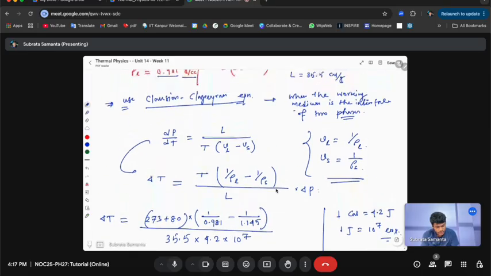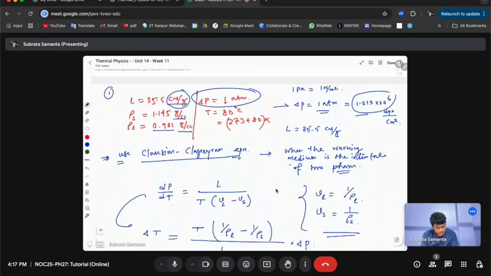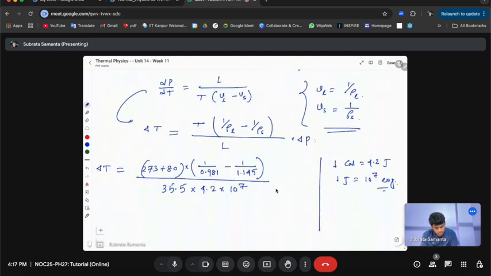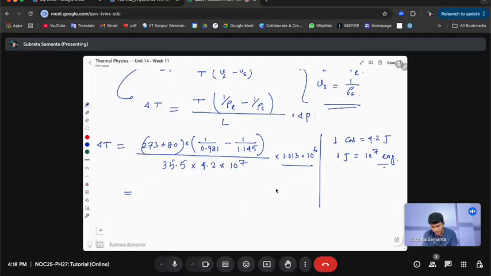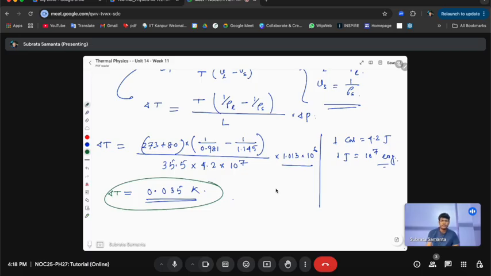Now, what is delta P? It's this one, 1.013 times 10 to the power 6. Now everything is in CGS units, so it's perfectly fine. Use your calculators to calculate this, and you find 0.035 Kelvin. Please cross check the answers. So this is the change in melting point temperature, delta T.